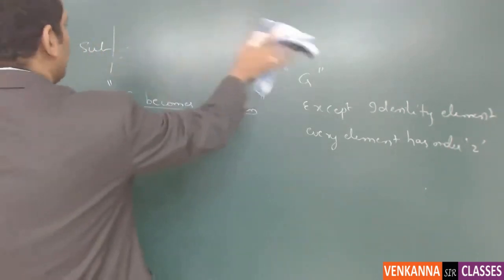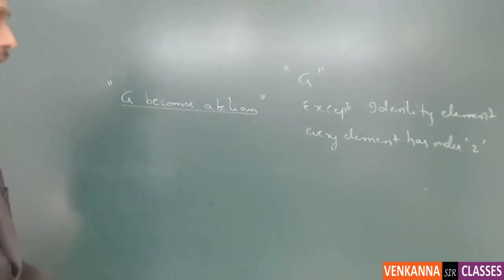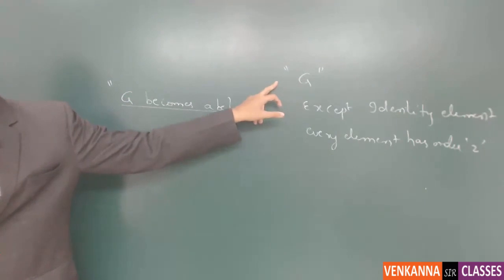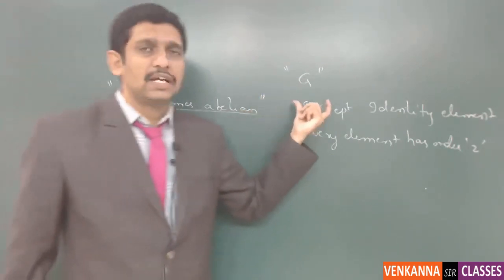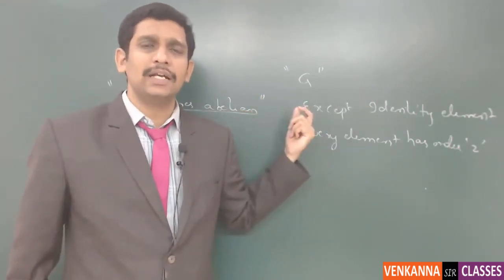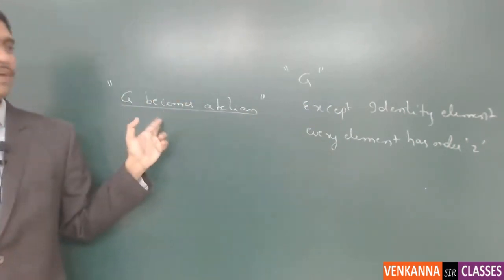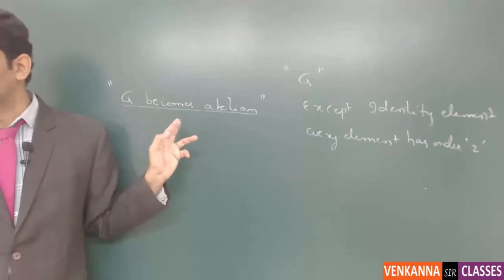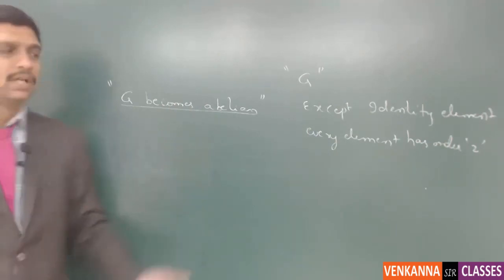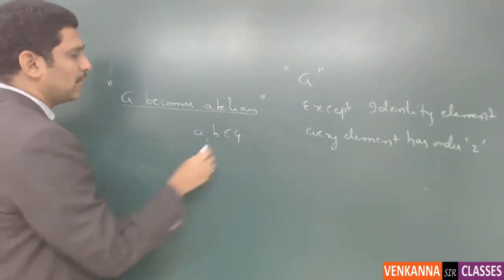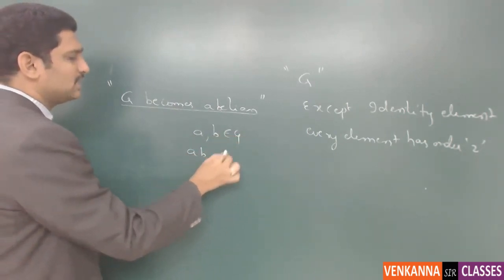Now let us go back. This is actually what we want to discuss. I have considered a group in which except identity element, every element has order 2. So G becomes abelian with that property. So how to prove that? Whenever you take two elements in G, we have to show that AB is equal to BA.